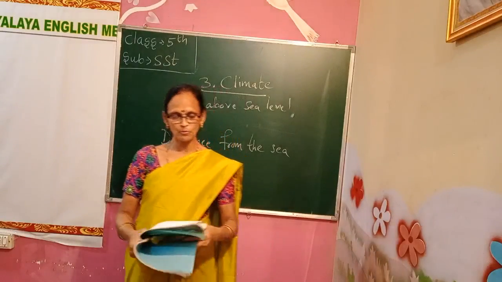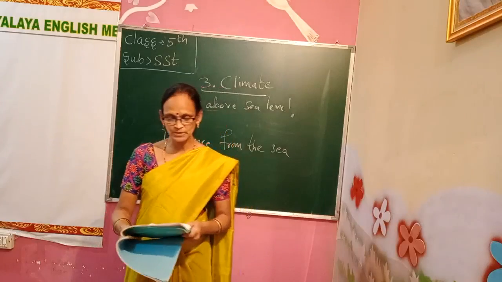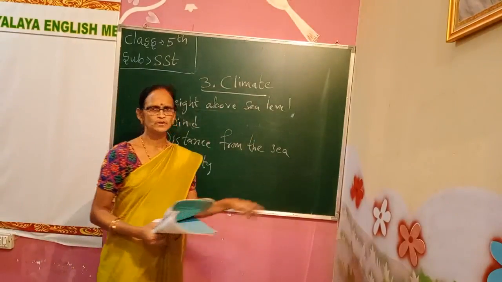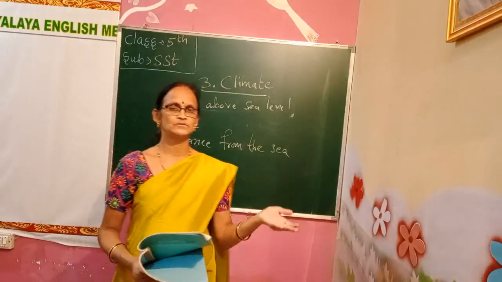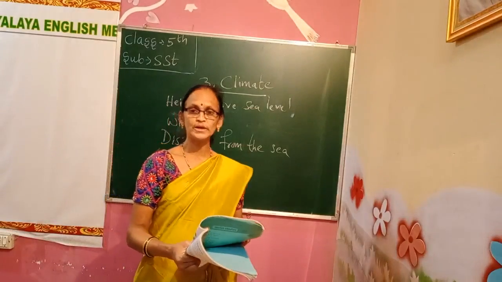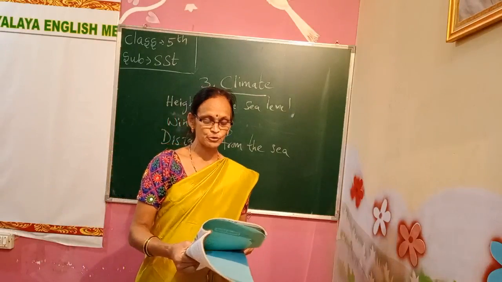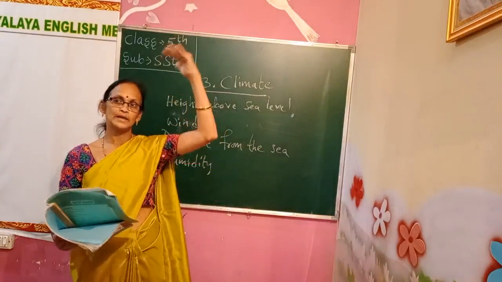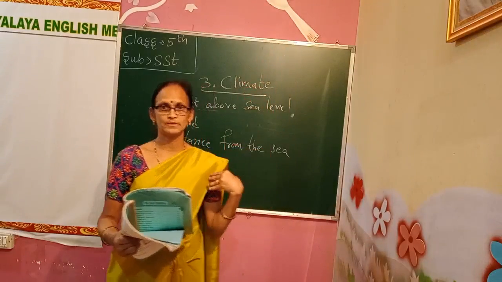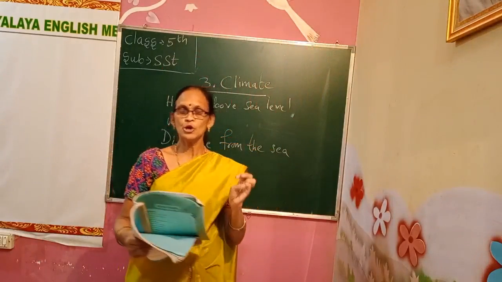Now let us talk about the other factors which affect the climate. The height above the sea level. Sea means what? The ocean or sea. How is the climate there? The higher we go, the colder it gets. Areas located at higher altitude have a cold climate. As you go high in space, what is happening? The temperature is cold there. As you go high from the sea level, the climate is cold.